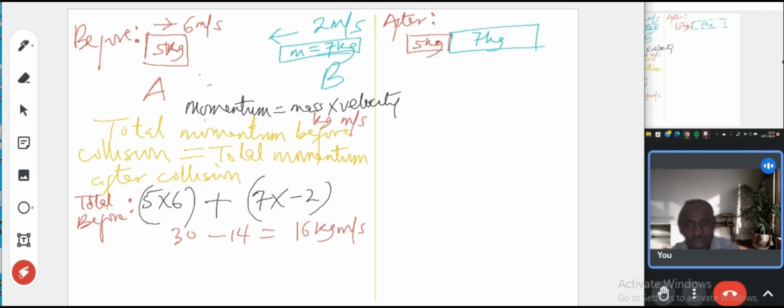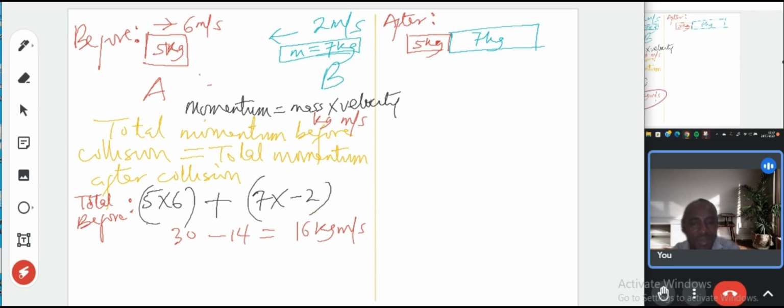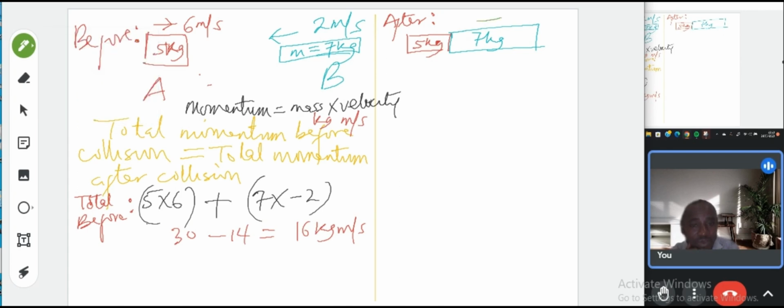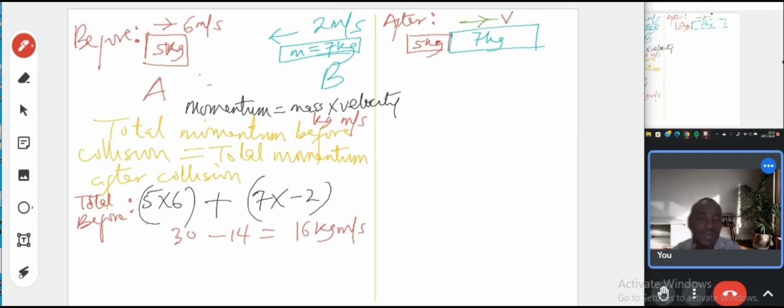So let's find, what did we get as the total momentum before collision? Let's find the total momentum after. Assuming they are now moving with a speed of v, we don't know. Let me even show its direction the other way. We can show the direction anyway, but we don't know what it is. But both of them are now moving with a speed of v. We need to know what v is. We can calculate that v. What's their momentum after collision?